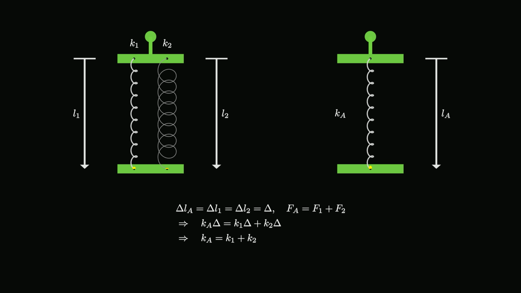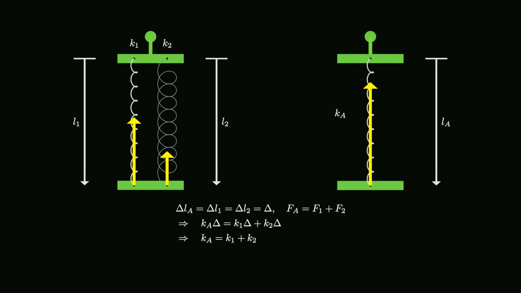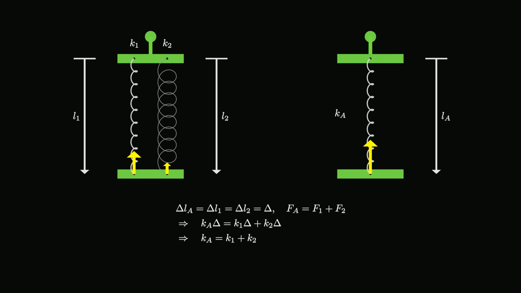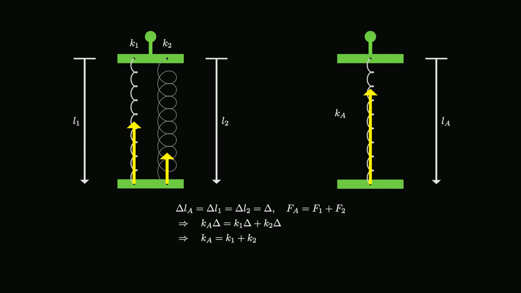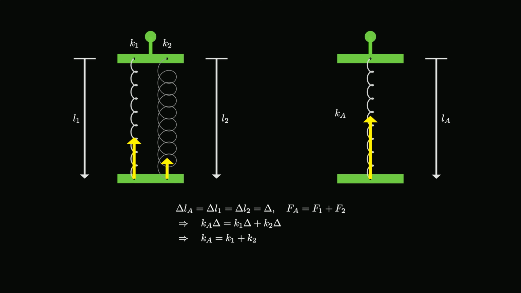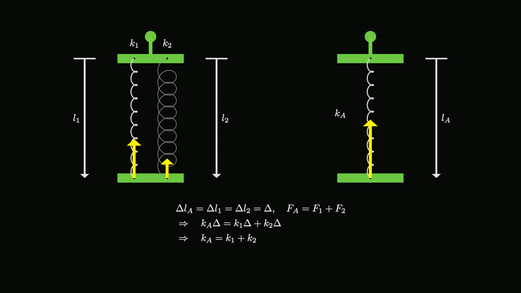Since this is a parallel connection, the lengths and the displacements are the same. The force of the effective spring must be the sum of the individual forces to substitute them. When each force is expressed in terms of common displacement delta and the respective spring constants, the well-known result is obtained for the effective spring constant Ka.